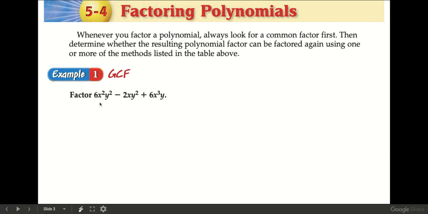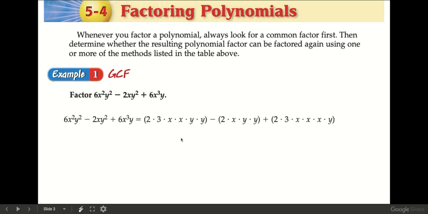We would want to look for a common factor first. If I look at all three of these terms, I can see that 6, negative 2, and 6 all have 2 in common as a factor. If I look at the variables, they all have x in common: that's x squared, x, and x cubed. And then I have y squared and y, so they have a y in common. So the greatest common factor, if I break them apart, is that they all have a 2 in common as a factor, they all have an x in common, and they all have a y in common.